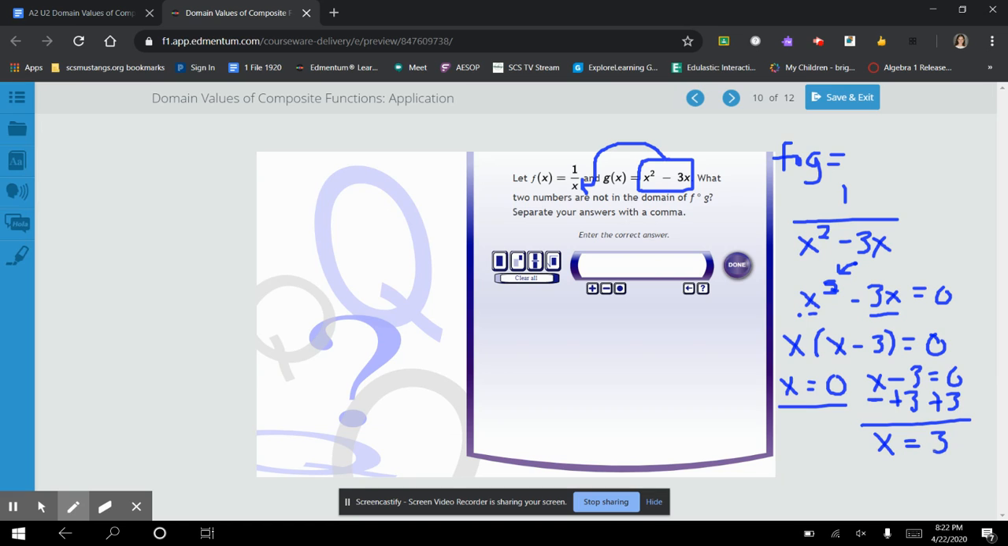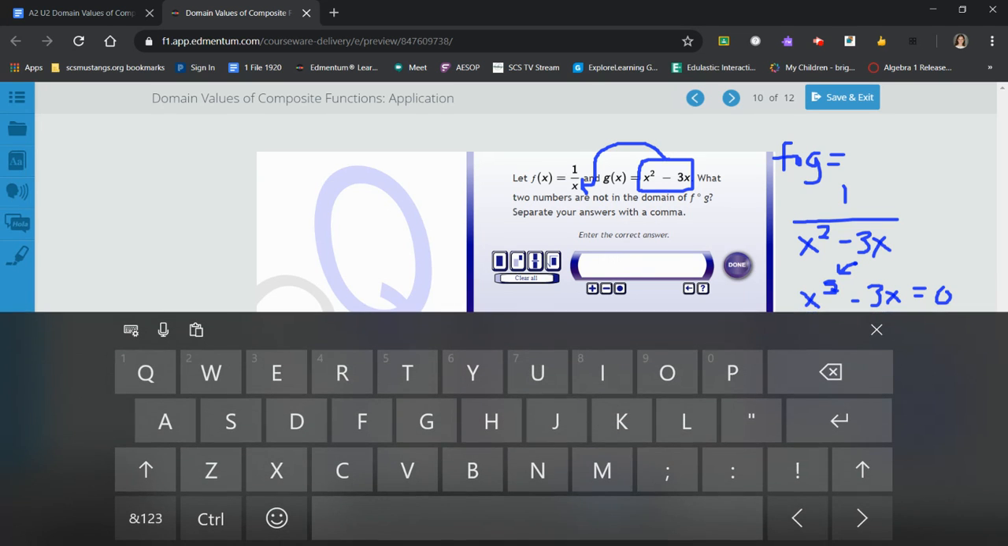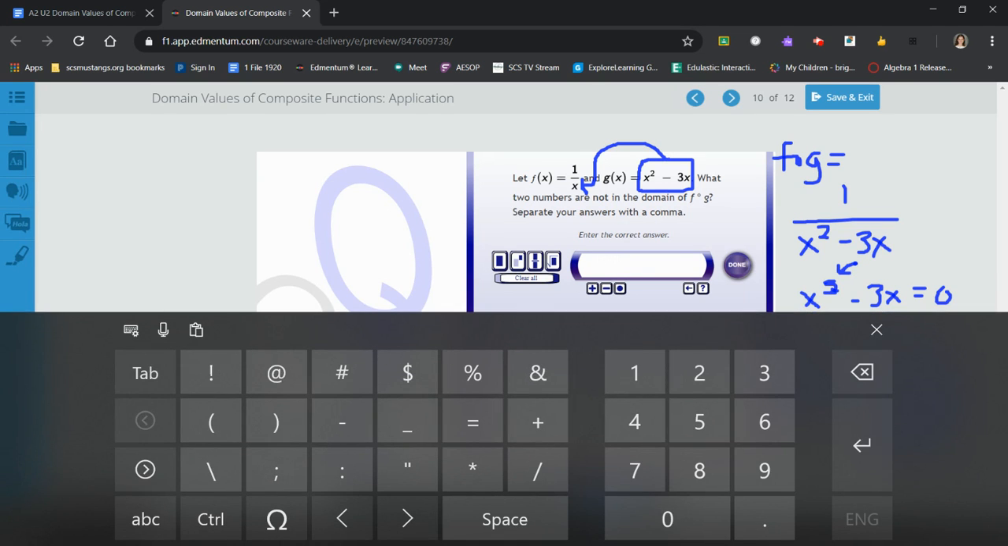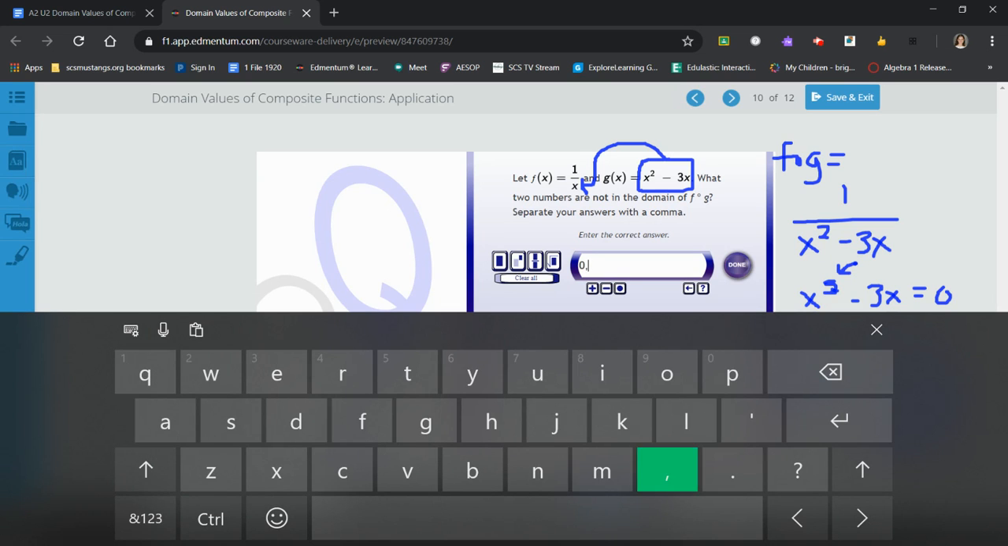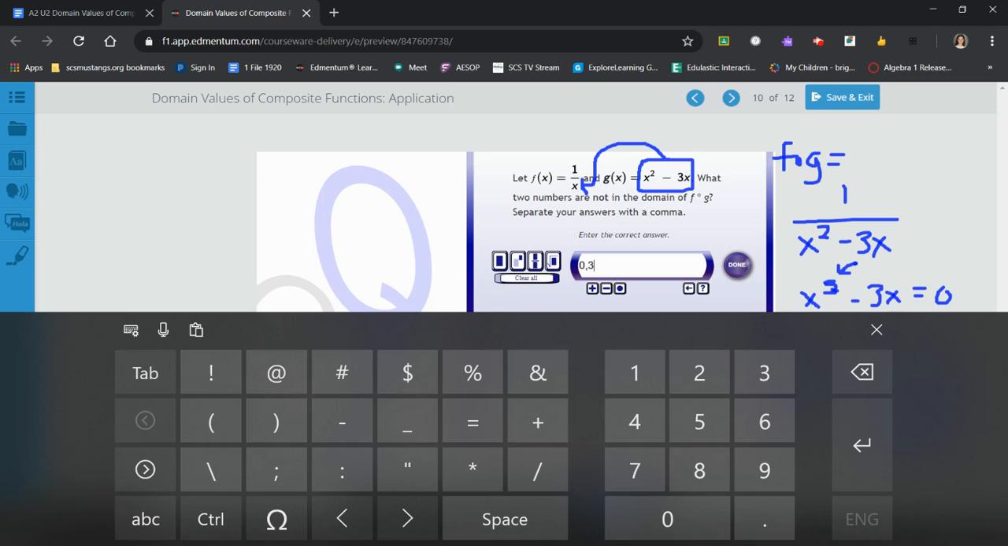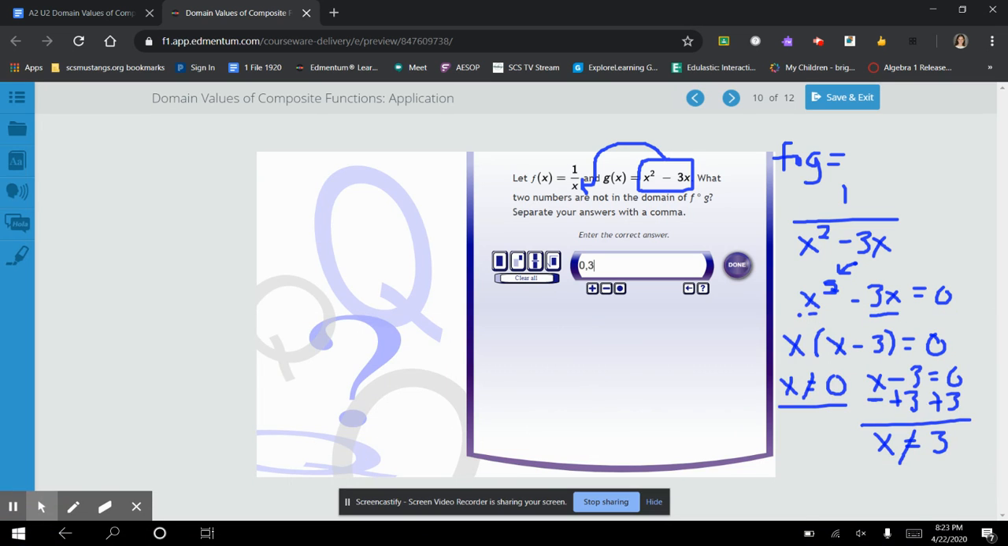If we look at the directions, it says what two numbers are not in the domain. So x cannot be equal to 0, x cannot be equal to 3. And it says just separate your answers with a comma. So I'm going to go 0, comma, 3. And there we go.